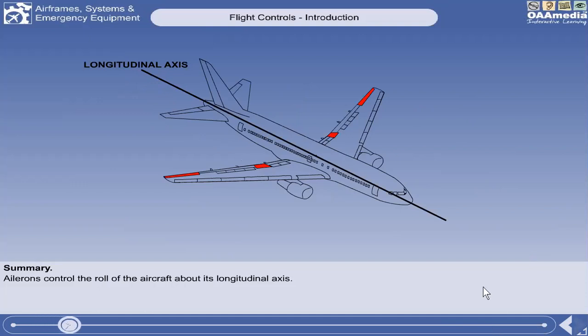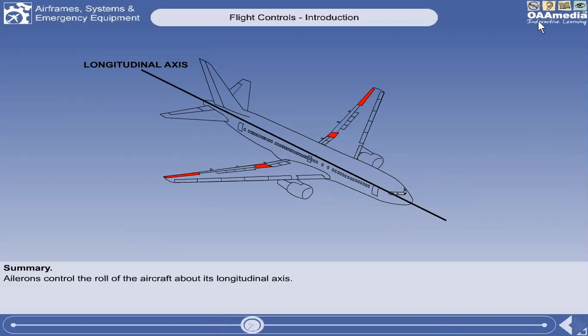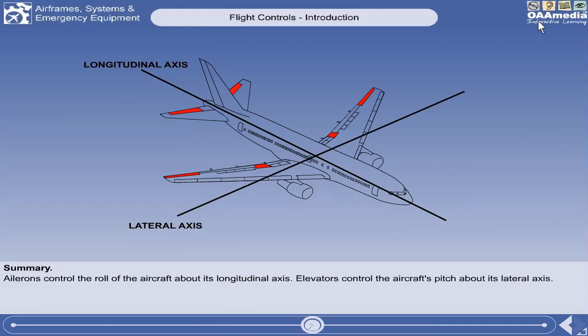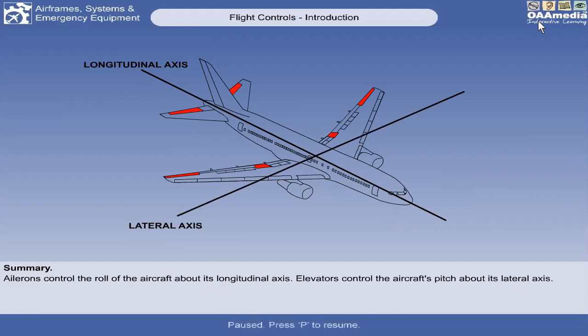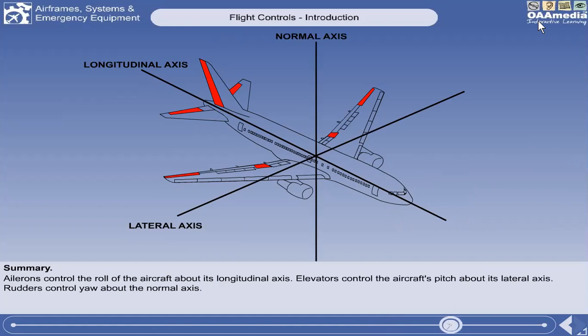That is the end of this introductory lesson. You now know that ailerons control the roll of the aircraft about its longitudinal axis. Take note, ailerons control the roll of the aircraft about the longitudinal axis. That elevators control the aircraft's pitch about its lateral axis. So elevators control the pitch of the aircraft about its lateral axis. And that rudders control yaw about the normal axis.